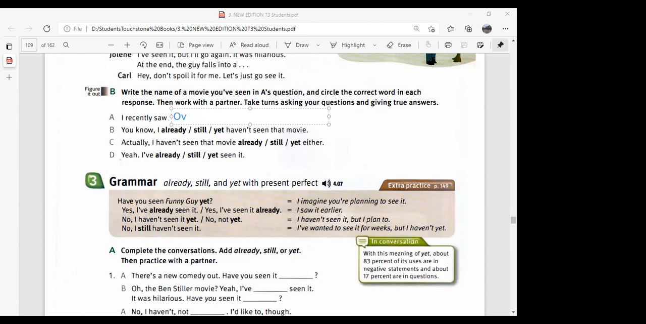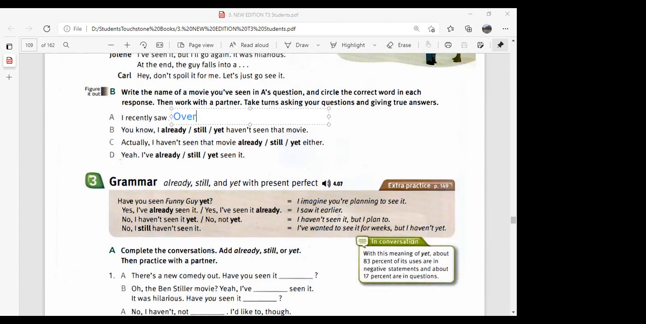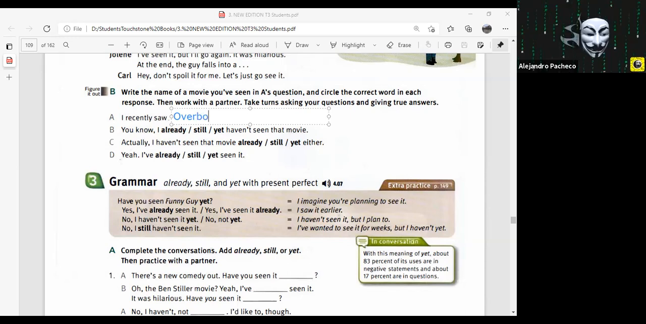Okay, how do you spell it? Like this? Yes. I don't know how to pronounce it, teacher. Yeah, just spell it for me. Over, board. Overboard. Board.